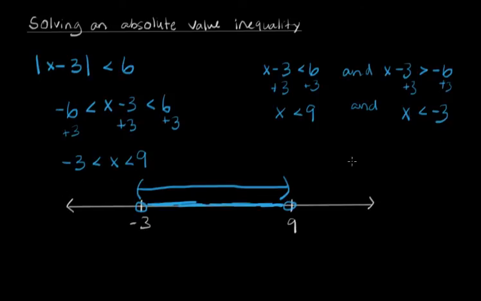X is less than 9 and x is... oops, sorry, this should say x is greater than -3. Sorry about that. Okay, very good. So this should say x is greater than -3. And that's the same as it is over here.